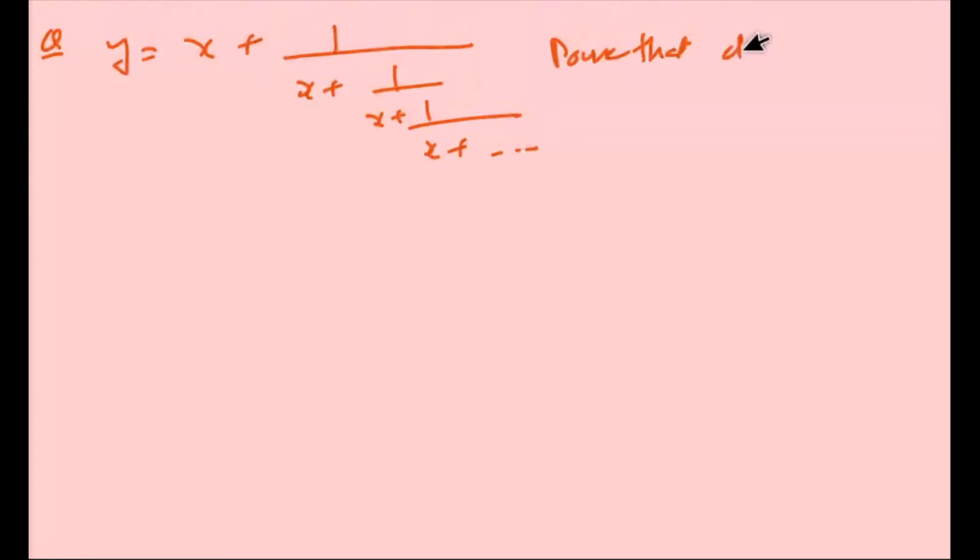Y equal to x plus 1 upon x plus 1 upon x plus 1 upon x plus and so on. Okay, prove that dy by dx equal to y upon 2y minus x. So we can see here y equal to, starting with x here, x plus 1 upon x plus 1 upon. So starting with x here we can write x plus 1 upon y.